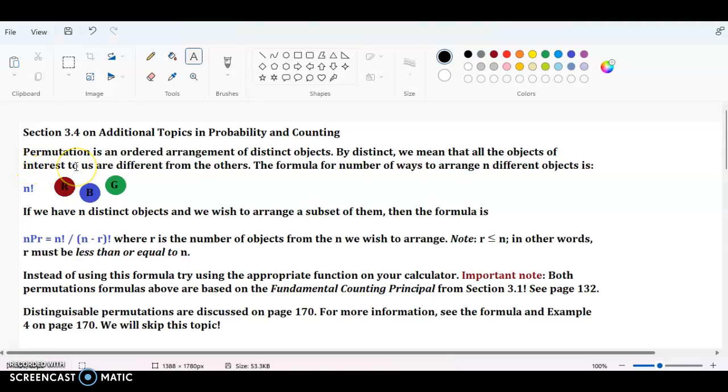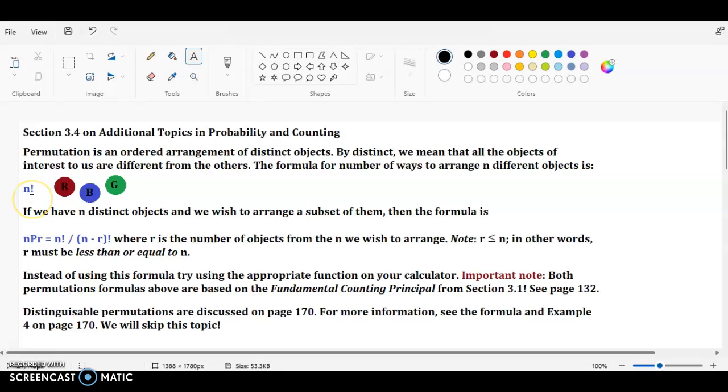So a permutation is an ordered arrangement of distinct objects. By distinct we mean that all the objects of interest to us are different from the others. For example, you could think of these three objects which are different colors. None of the objects repeat themselves, so that's why they're different. The formula for the number of ways to arrange n different objects is given by n factorial.